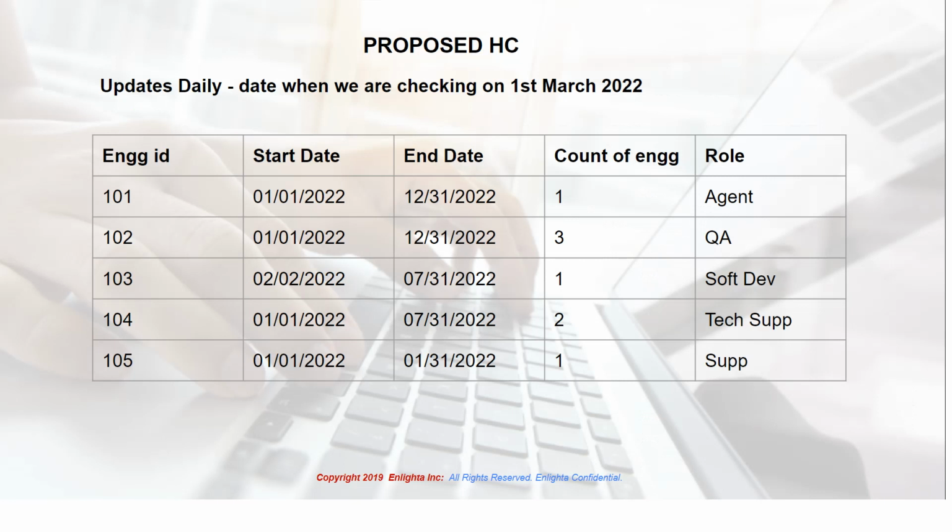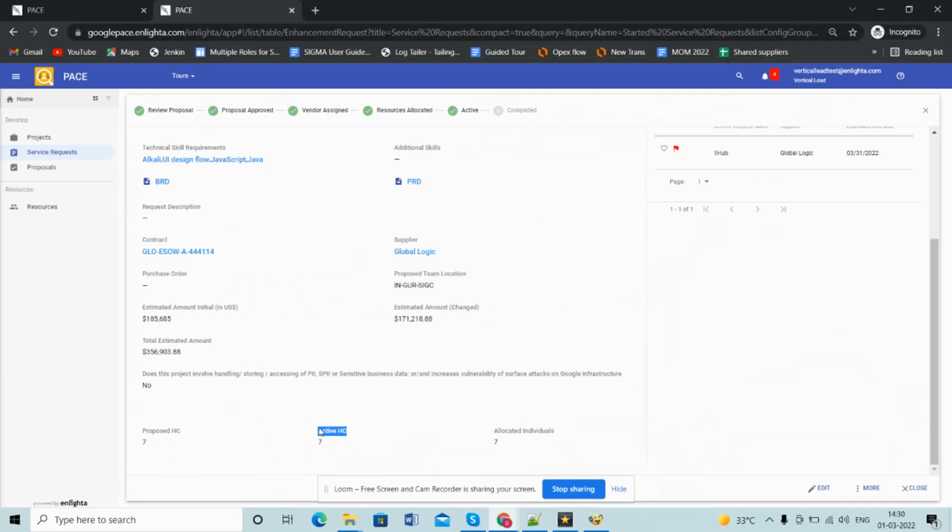This column gets updated daily and checks for the profiles active on the current date. Say March 1st is the date when the script gets executed and there are 5 profiles. The script will check for start and end date. The ones falling within the current date will be picked, and the count of engineers becomes the Proposed HC of the service request. Let's take the next column, Active Head Count.